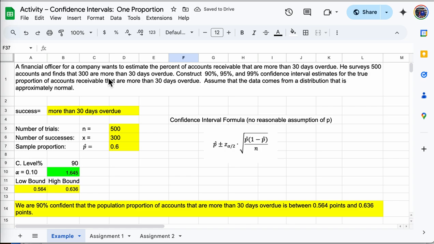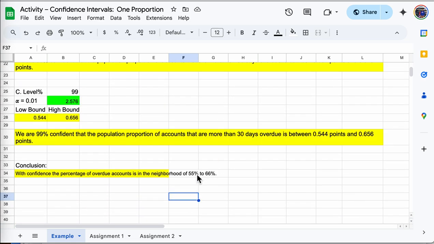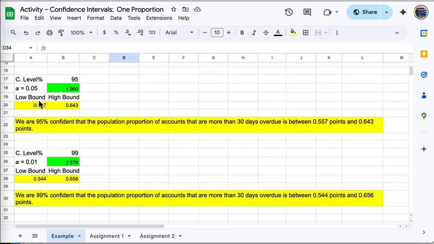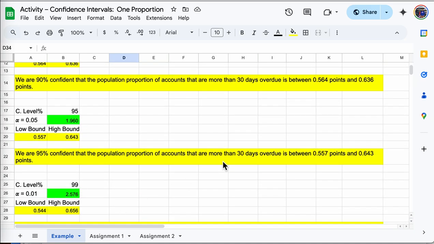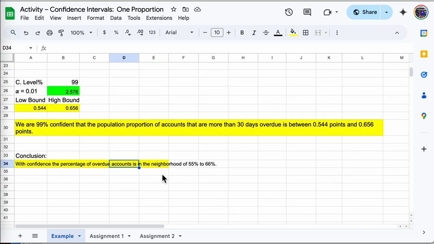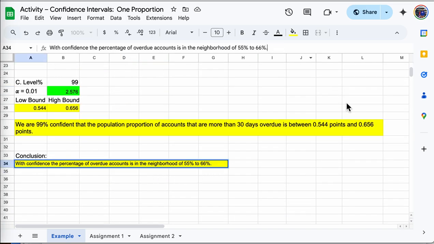Now, the overall conclusion that we just came up with, and what the financial officer might look at as being useful information, might differ somewhat, but I'd look at this and say, okay, so what does that tell me? Both endpoints, regardless of whether you're dealing with a 90, 95, or 99%, are north of 0.5. So what that tells me is that the majority of accounts are overdue.